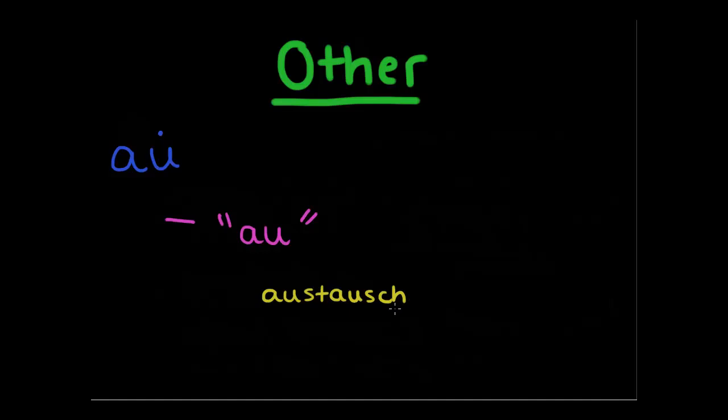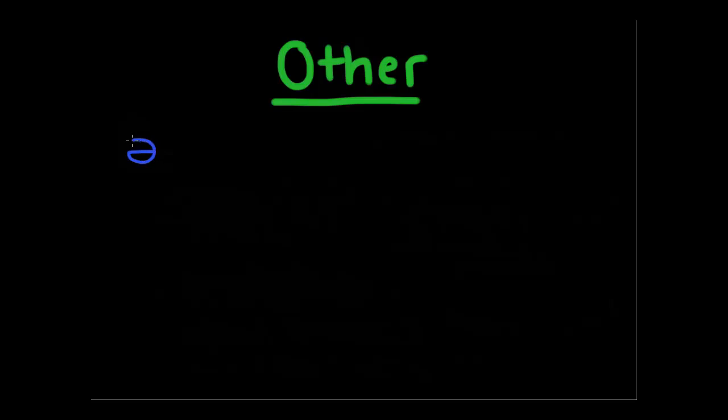Here you have it twice. Austausch. So for the ow sound in German, which is noted in the pronunciation as A and U with one dot, you're going to spell it just AU, okay? That's very, very simple. And the final sound we're going to look at is our favorite, the schwa. The upside-down E. It can be spelled with A, E, I, O, or U, just like every other language.